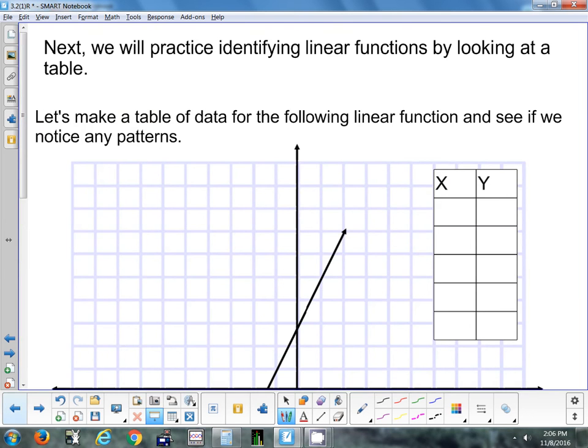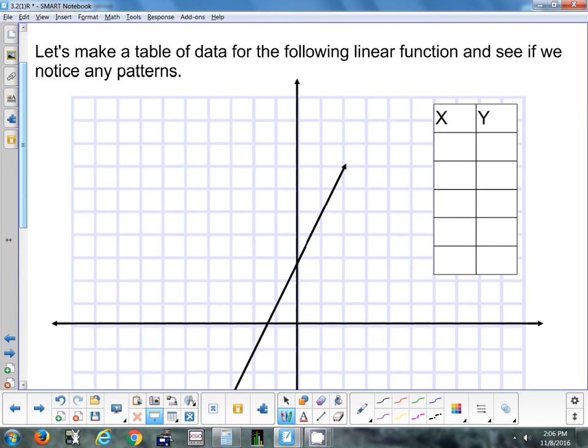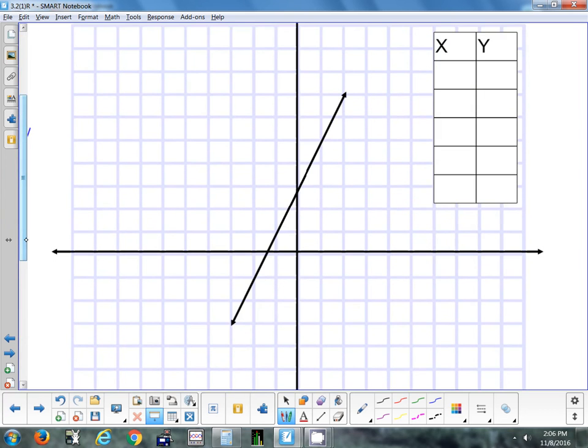So let's look at something that is linear. Let's make a table for some of the x's and y's, and let's see if we can figure out a pattern that happens when something is linear. First, I'm just going to mark some nice coordinates on here. So let's mark a few.